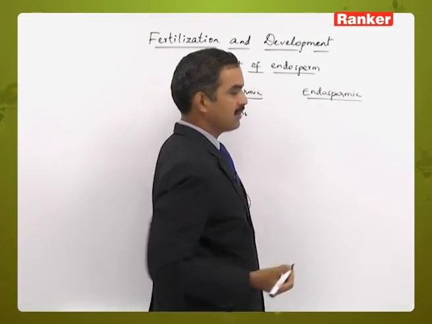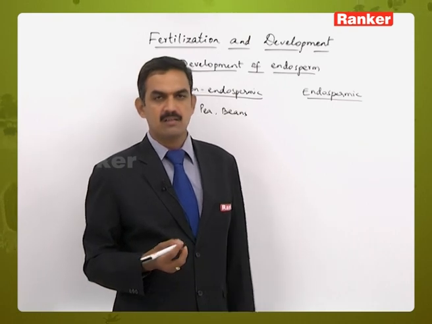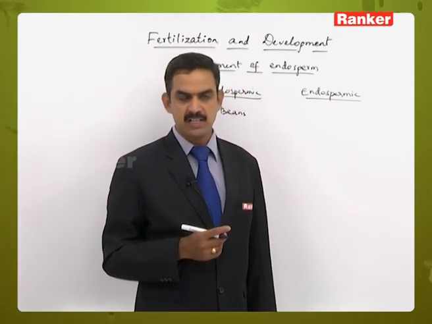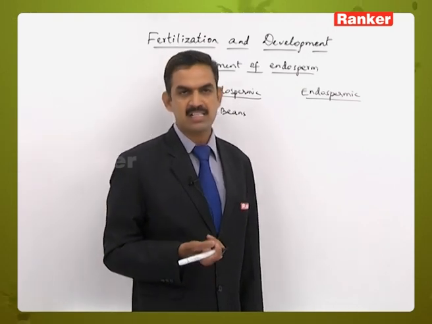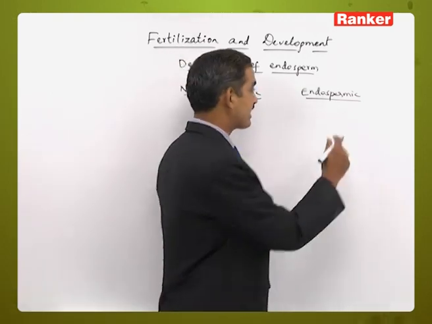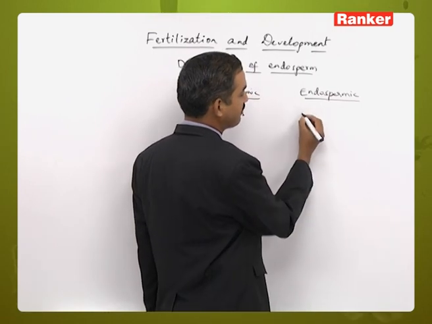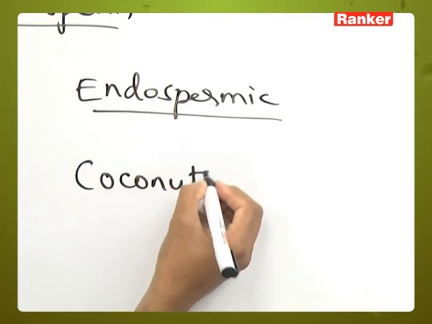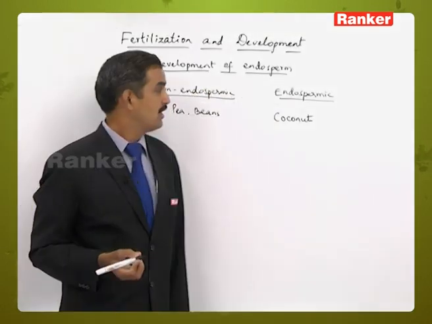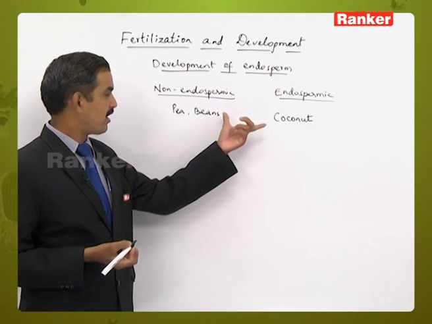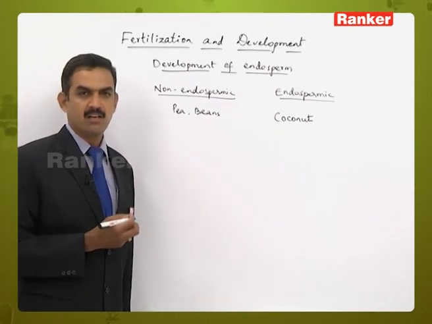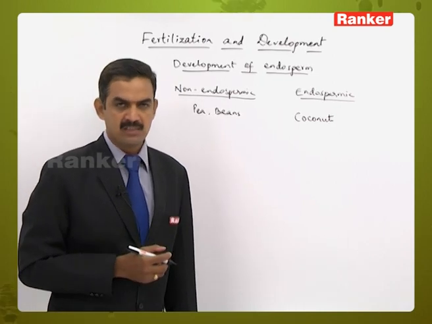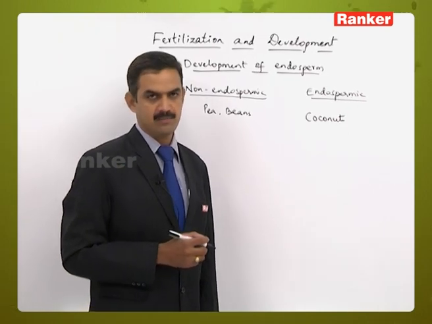Whereas endospermic means the embryo cannot consume the entire endosperm which is present inside the seed. So, by the time of seed maturity some amount of endosperm is left out. Such seeds are called endospermic seeds, which can be seen in coconut-like examples. So, these are the types of endosperms that we can see based on the amount of endosperm that is left out in the matured seeds.